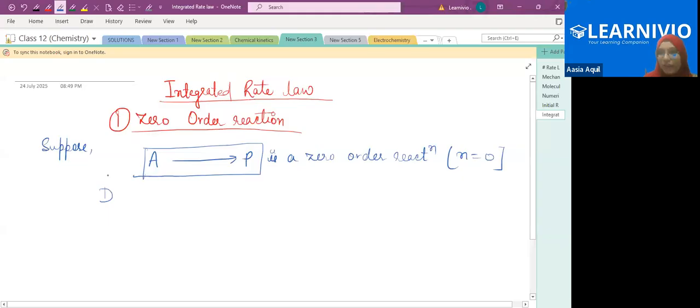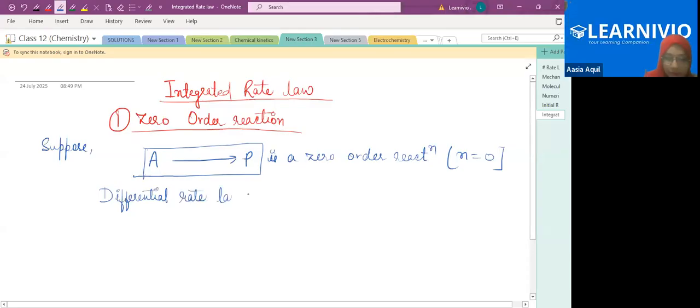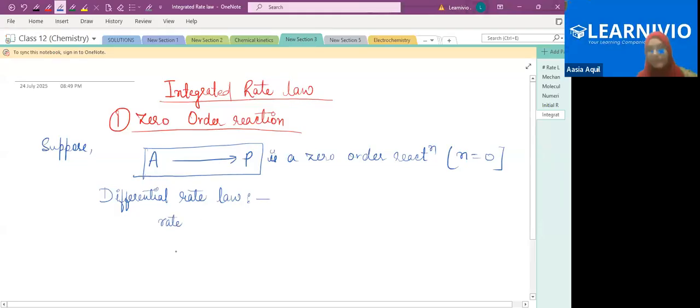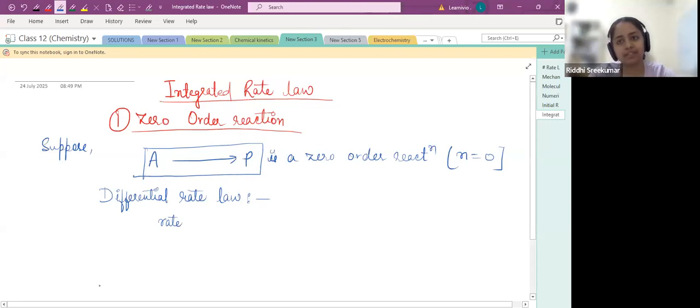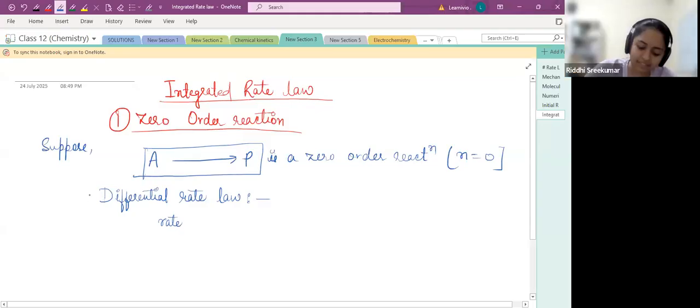If I say differential rate law, you know very well, it's d upon the change with respect to time, right? So differential rate law. A to P or R to P? Okay, we will discuss. Let's see, you will get to know. That's why I wrote differential A.